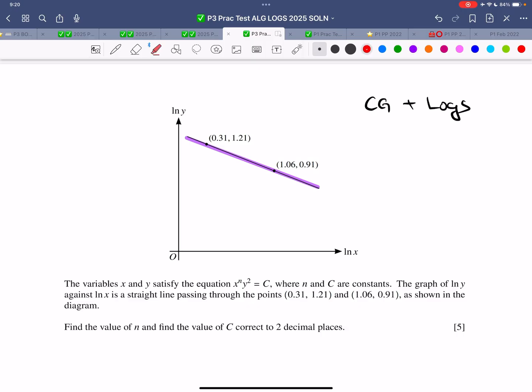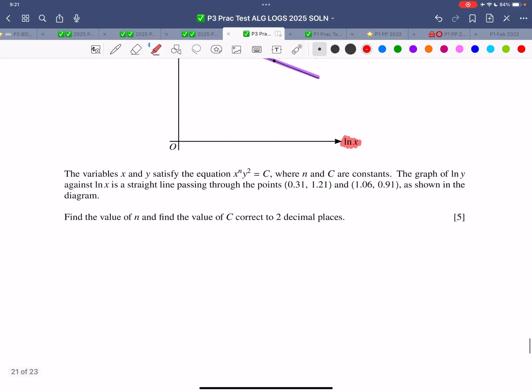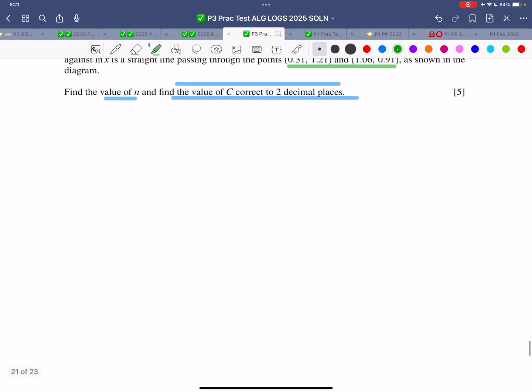What else is there? We have ln y at the top, ln x at the bottom, and they are satisfying a particular equation. That equation is this thing where n and c are constants, and we have to find the value of n and the value of c. They say nothing about n, which means n would be exact, with no rounding off. But c, you have to give correct to 2 decimal places. The graph passes through these 2 points as shown in the diagram. Find the value of n and the value of c.